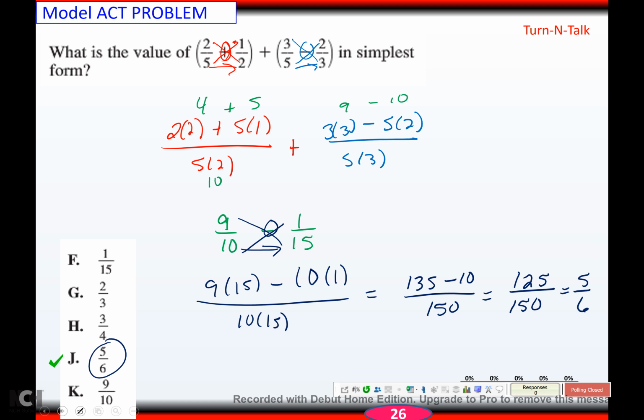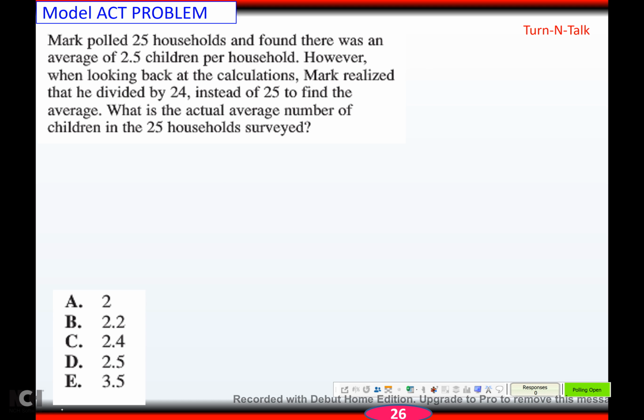Okay? All right, try this one. Hit pause. Come back when you're ready.